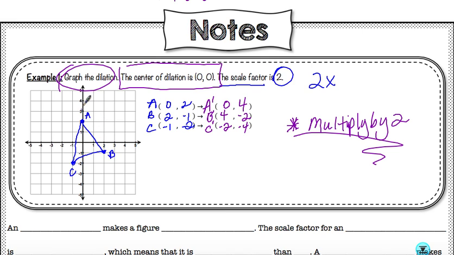And now we're going to graph it. 0, 4 is A prime. 4, negative 2 is B prime. And negative 2, negative 4 is C prime. So we have dilated the figure.